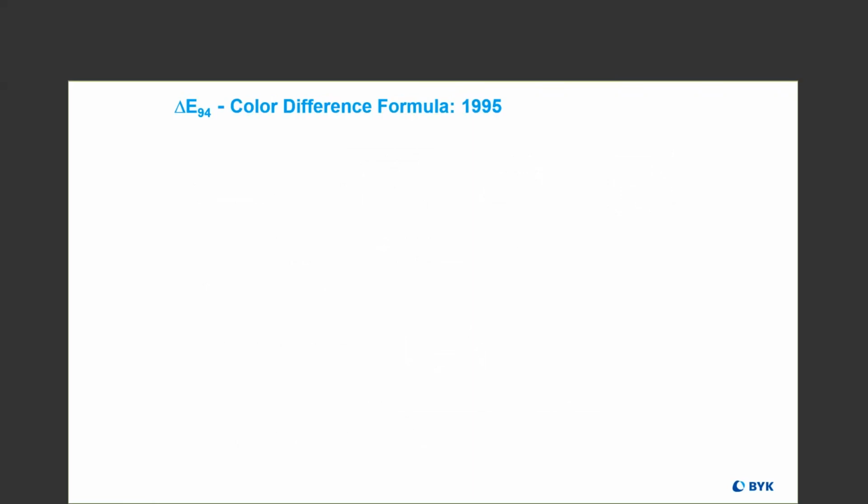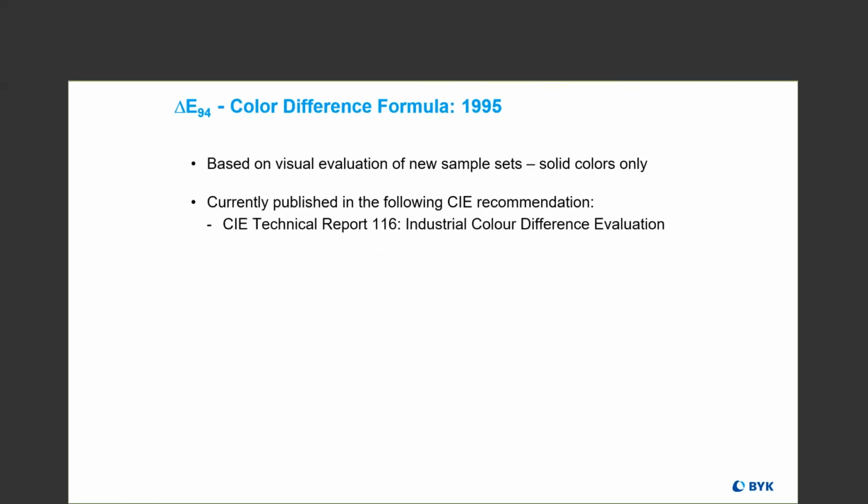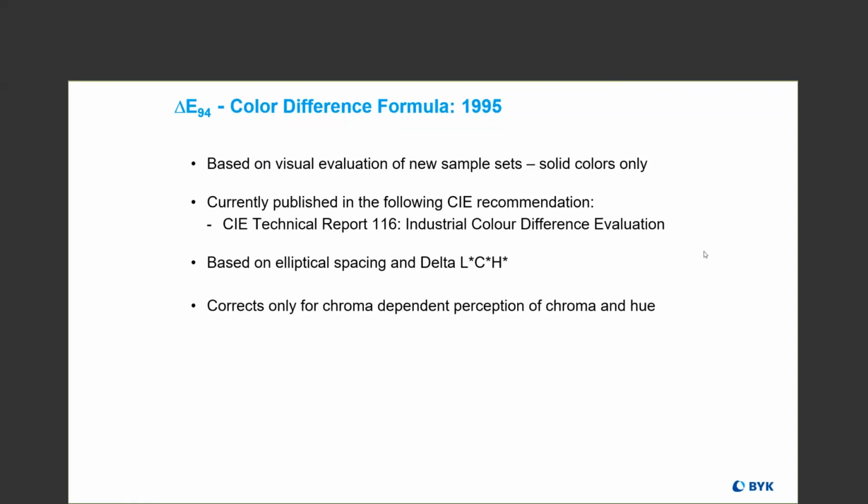So that brings us to our next color difference method, which is DeltaE 94. This is based on visual evaluation of a new sample set using solid colors only. So this was evaluated using glossy painted panels rather than textiles. Currently published in the following CIE recommendation, again based on elliptical spacing and delta LCH. It corrects only for chroma-dependent perception of chroma and hue, and there's no lightness correction.